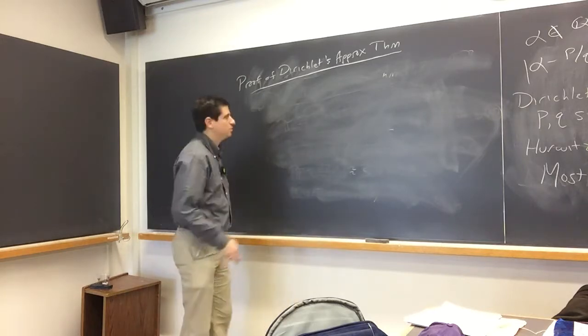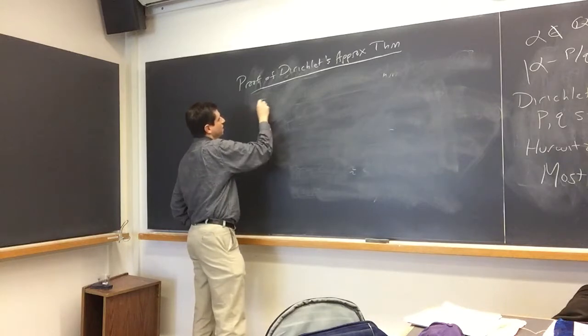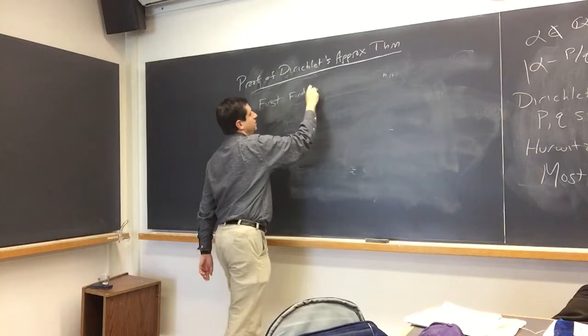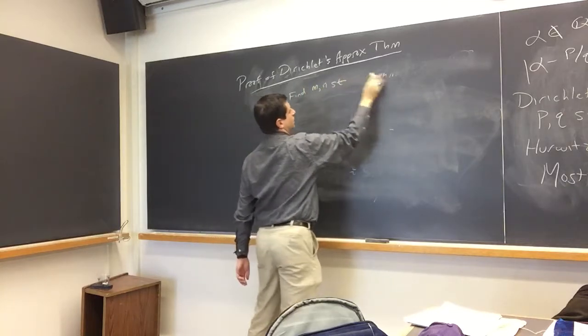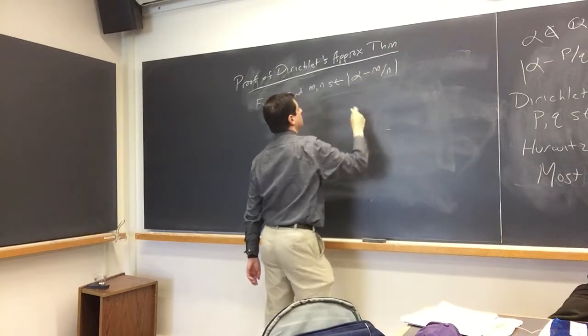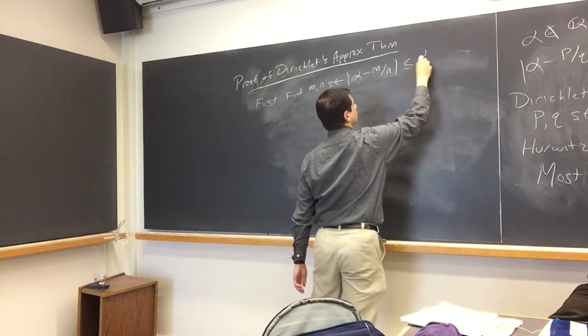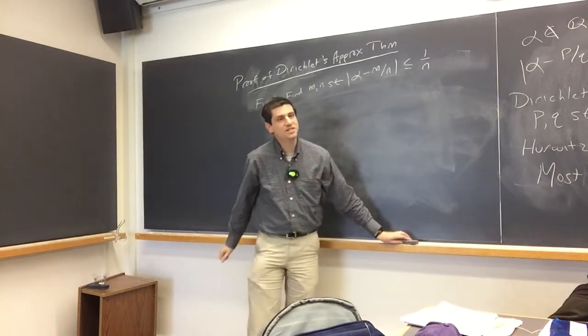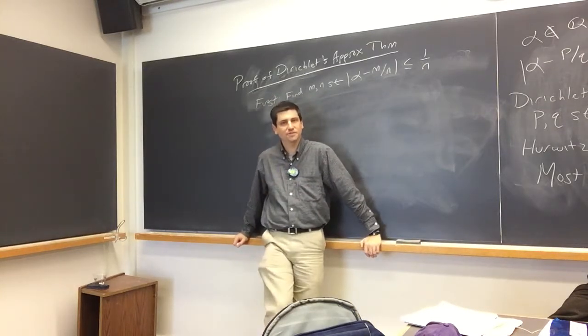So we're going to do it in steps. We'll first find maybe m and n such that alpha minus m over n is less than or equal to 1 over n. Why am I starting like this? That's not what we're supposed to prove. We're supposed to prove things with squares. Why would I start with this?